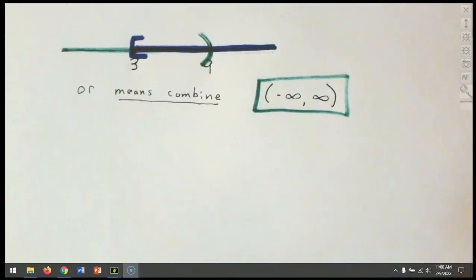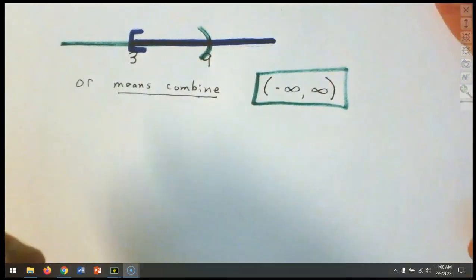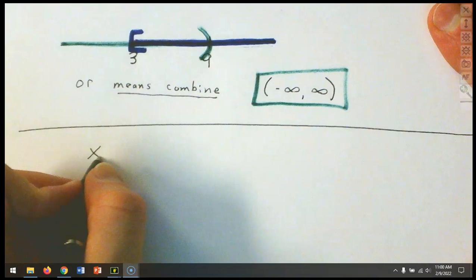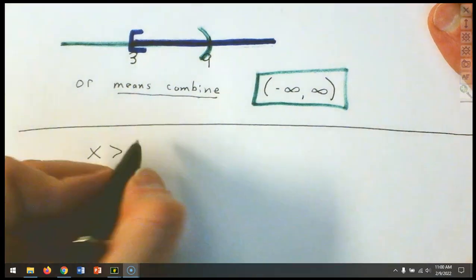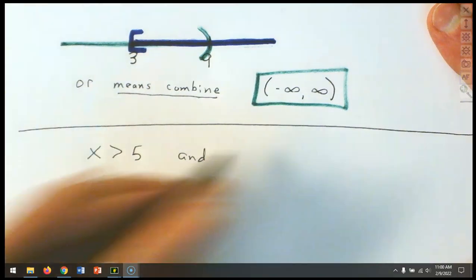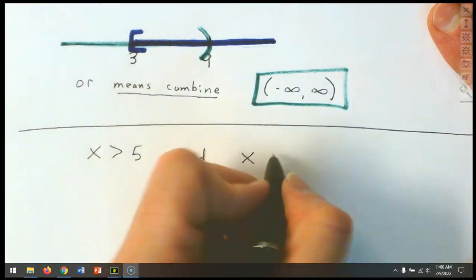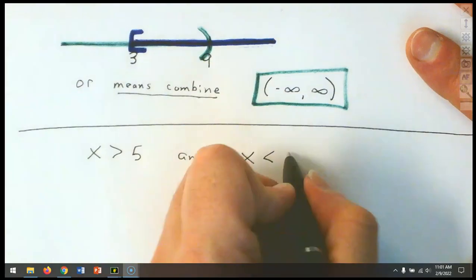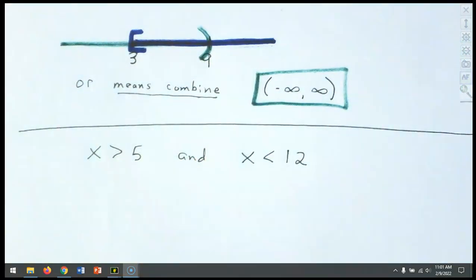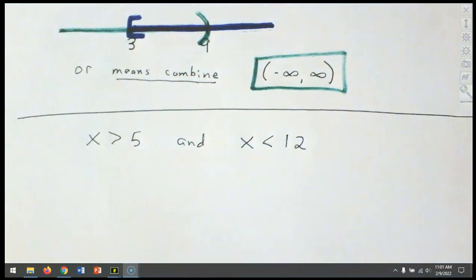Now let's do a similar problem, but let's look at it in terms of an and. So let's change this, change the numbers, and we'll make it an and. So how about we say x is greater than 5 and x is less than 12. Okay, now very, very similar on this one, but the answer is going to be completely different.